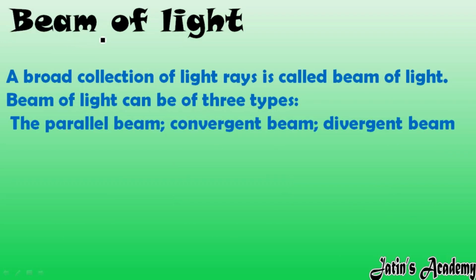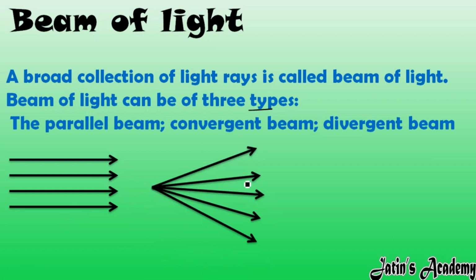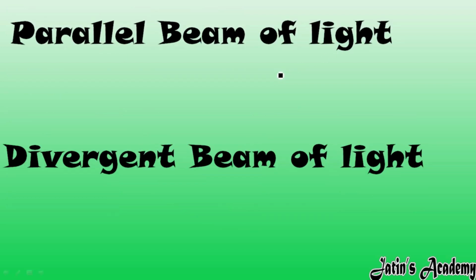Next topic we have is beam of light. So what do you mean by beam of light? A broad collection of light rays. Whenever we take many light rays together, these light rays together will form a beam of light. So a beam of light can be categorized into three types: parallel beam of light, convergent beam of light, and divergent beam of light. One by one we are going to study about parallel, convergent and divergent beam of light.